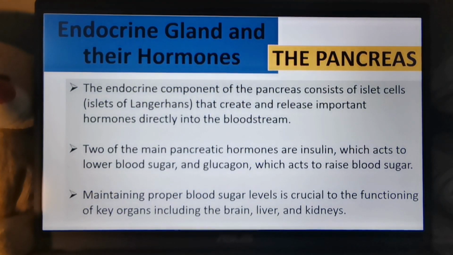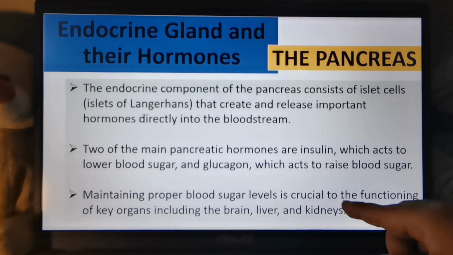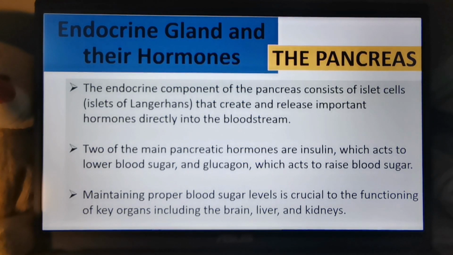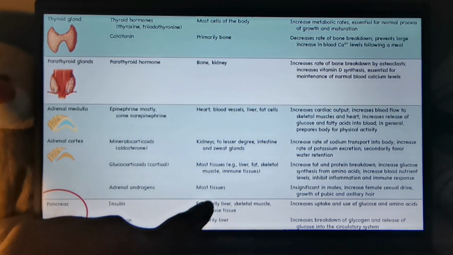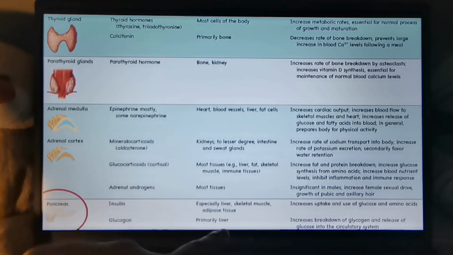The pancreas. The endocrine component of the pancreas consists of the islet cells or the islets of Langerhans that create and release important hormones directly into the bloodstream. So these are the pancreatic hormones. We have the insulin, your glucagon. So maintaining proper blood sugar levels is crucial to the functioning of key organs including the brain, liver, and kidneys. Yes, so that is why if you are diabetic, more or less, your kidneys are damaged and your liver is also damaged. Kasi your pancreas is the one that releases insulin and glucagon. Here, insulin, glucagon. So they affect the liver, skeletal muscles, and the adipose tissues.